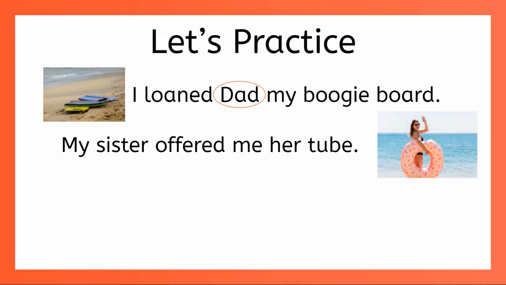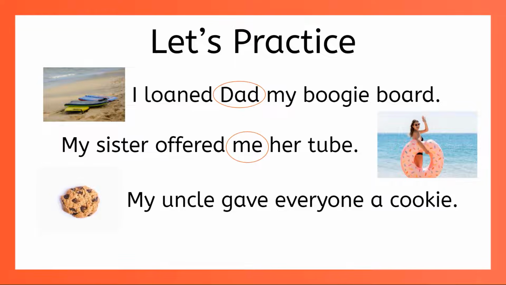So the tube is the direct object, but what's the indirect object? Right, it's me. And finally, yes, my uncle gave everyone a cookie. The cookie was the thing given, but to whom was it given? That's right, everyone, including me, and it was good too.